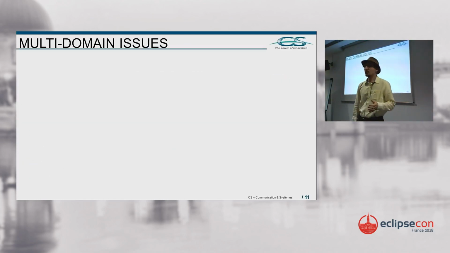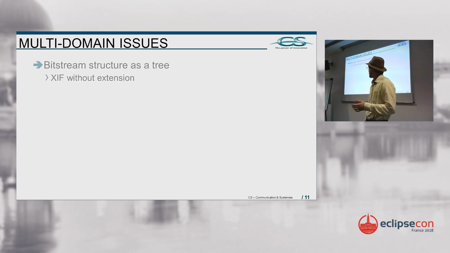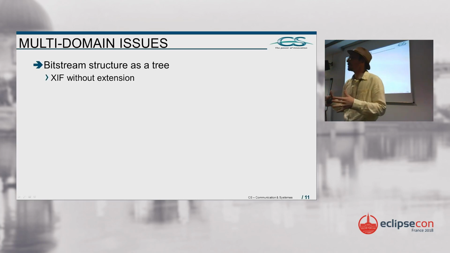The technical design. First, we have these multi-domain issues. So we have a first domain. What we call a domain is the aspects of interest for a given industry. So the first domain is the bitstream structure seen as a tree.